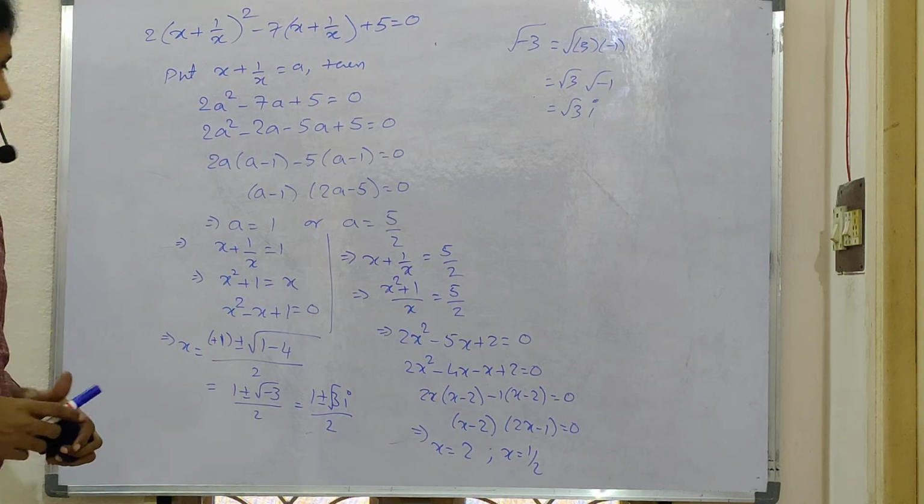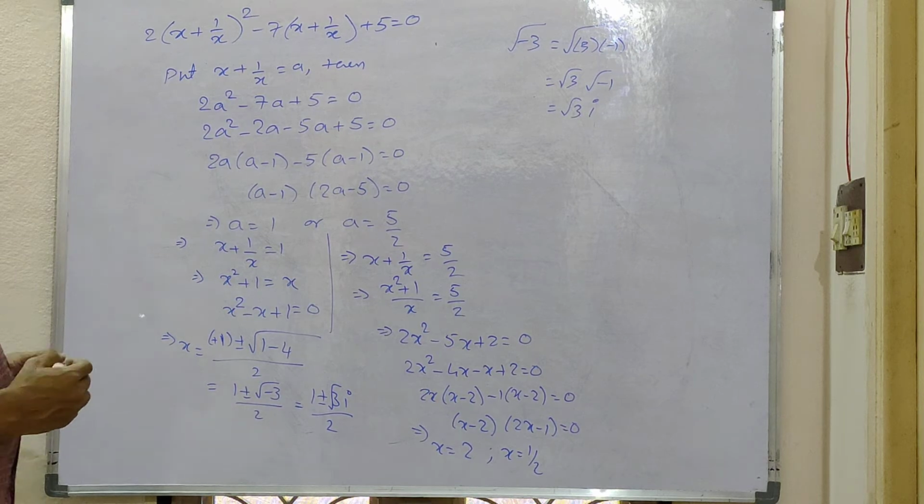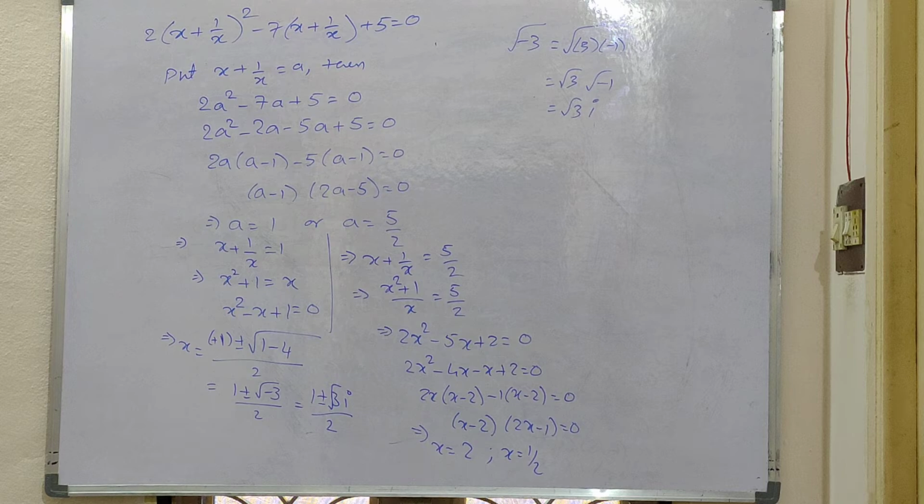Observe the problem here. If you put x plus 1 by x is equal to A, then you are getting a quadratic equation of the form 2a square minus 7a plus 5 is 0. Since 2 into 5 is 10 and 2 plus 5 is 7, those are the required factors. So that gives A values 1 and 5 by 2.